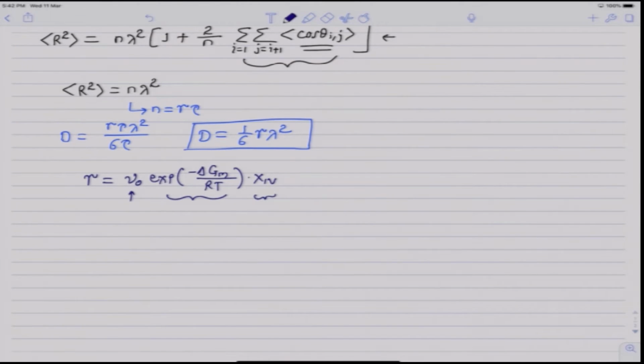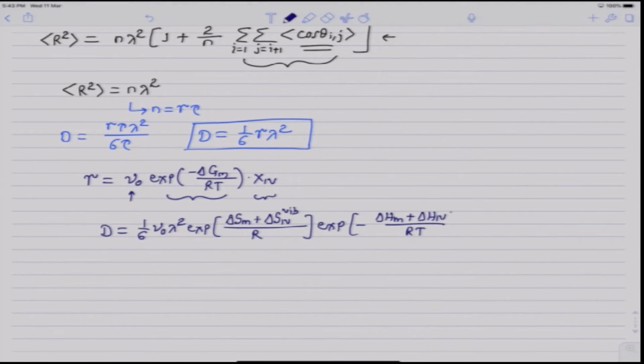So, if we substitute for X 1v and then substitute for gamma in D, we get the expression for D as D equal to 1/6 nu 0 lambda square, and if we combine the entropic and enthalpic terms together, then we write exponential delta S m plus delta S 1v vibrational divided by R, times exponential minus delta H m plus delta H 1v over RT.